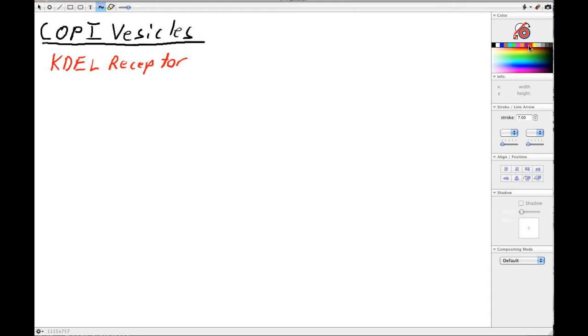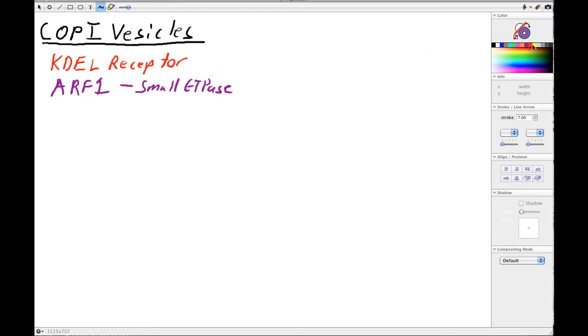But I'd like to introduce two proteins that, while their names are different, conceptually should be very similar to things we've talked about before. We're going to talk about ARF1, and that is a small GTPase. As we go through this, what you'll see is this is the equivalent for COP1 of SAR1.